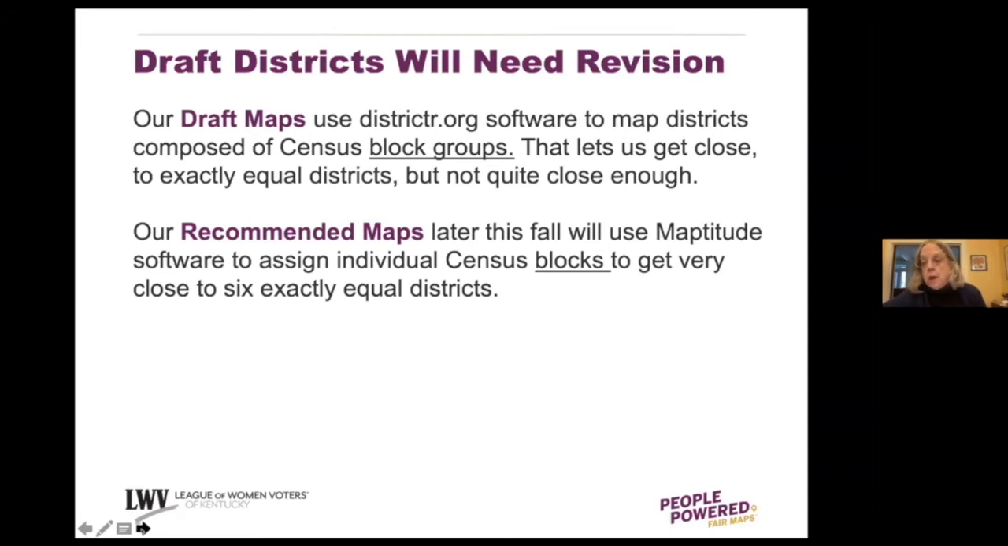When we get to the recommended maps, we will use Maptitude, which is state of the art and what the legislature itself uses, and we'll be able to get really, really close to the required equal districts. But knowing that at some point someone may pull up the maps and look at the numbers for themselves, I will say, I'm within a couple of hundred. I'd like to be within 20 on getting to equal sizes.